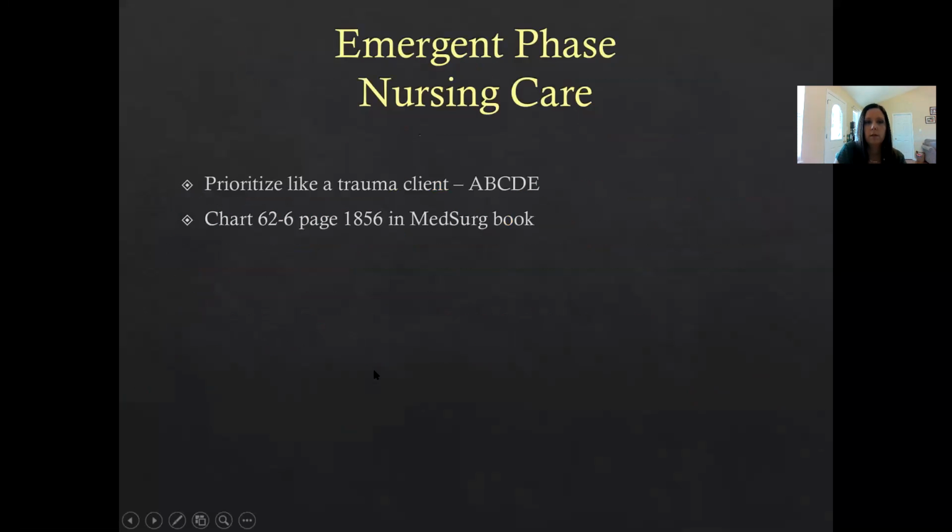PowerPoint. Okay, so with the emergent phase, prioritize your patient like a trauma patient, so our ABCD primary survey. Look at their pulses, evaluate their pulses, be on the alert for compartment syndrome, so your 5 or 6 Ps. Look at their rhythms, watch and trend their vital signs. We may do some hemodynamic monitoring once they get to the facility they're going to stay at.